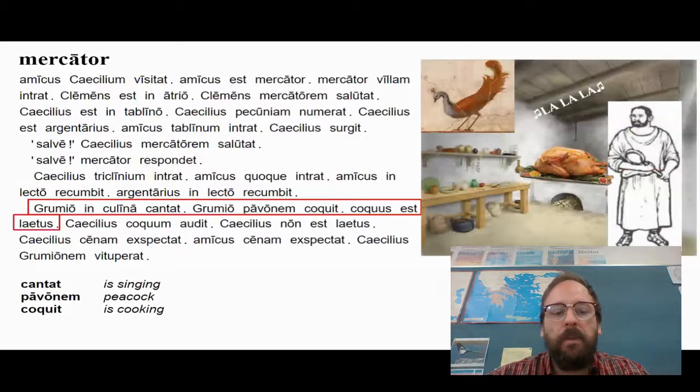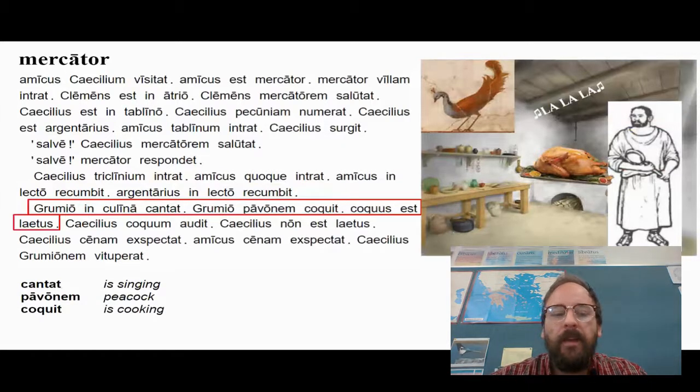Moving on. You see down at the bottom, we have three words. Cantat means is singing or sings. Pavonem is a peacock. And coquit means is cooking. Grumio in culina cantat. Where is Grumio? And what is he doing in this place? Grumio pavonem coquit. Oh, he's cooking something.